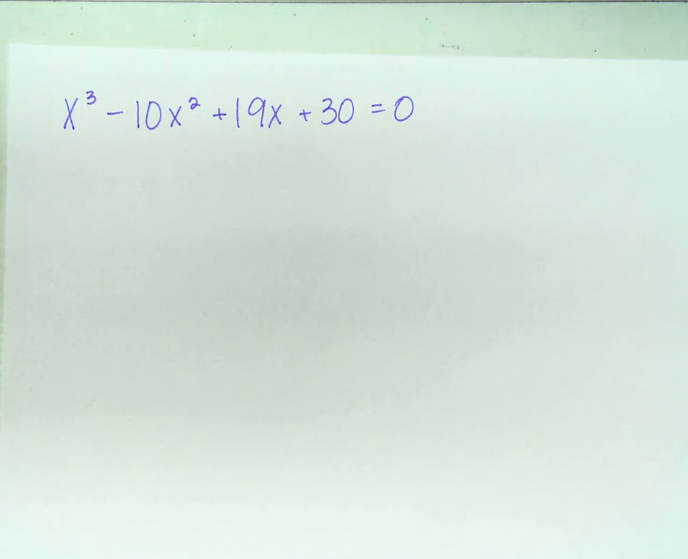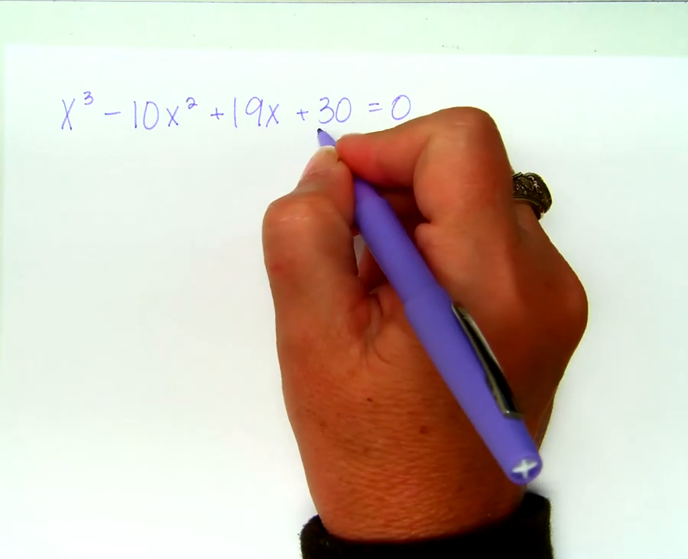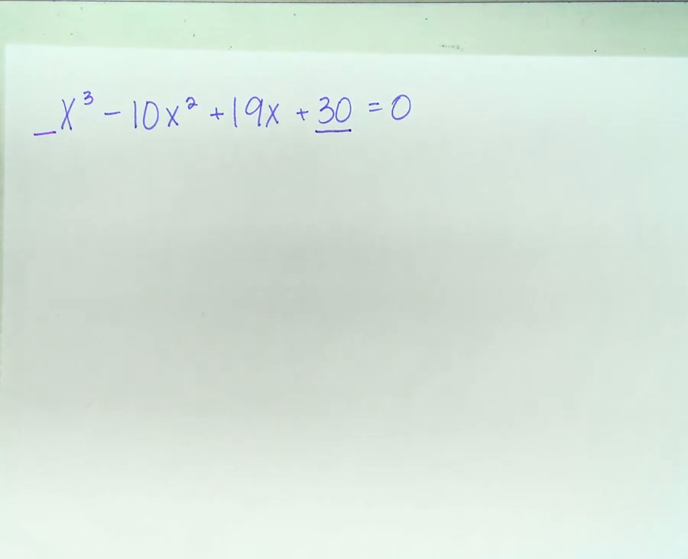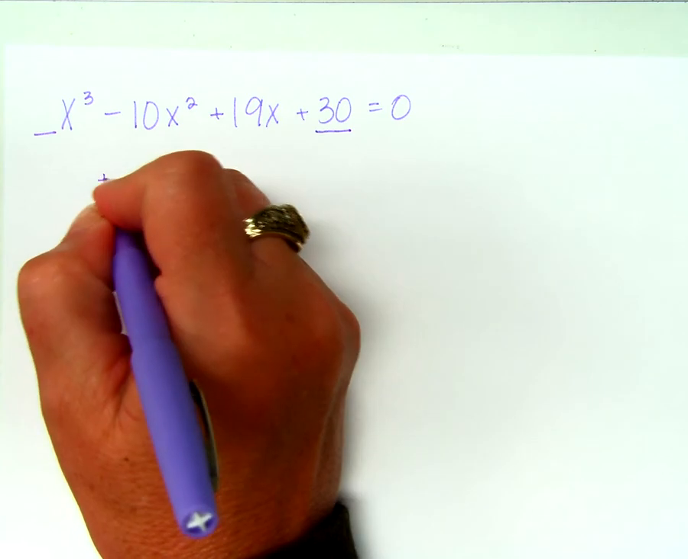So what should I do first? I need to list all my possible solutions, right? So I need to do the factors of the last term divided by the factors of the first term. So what are the factors of 30?